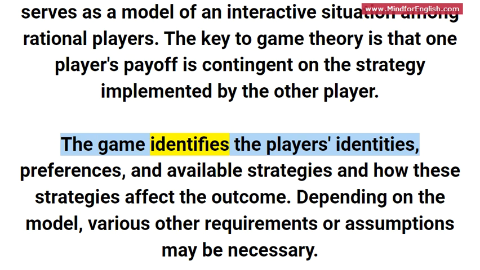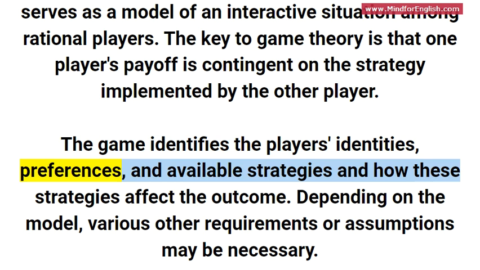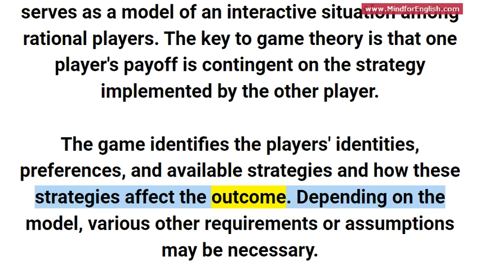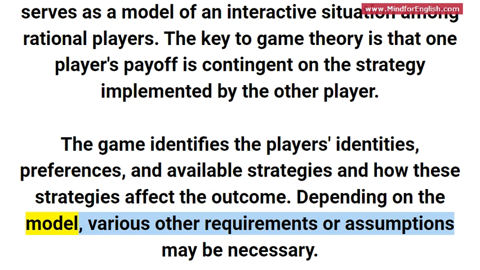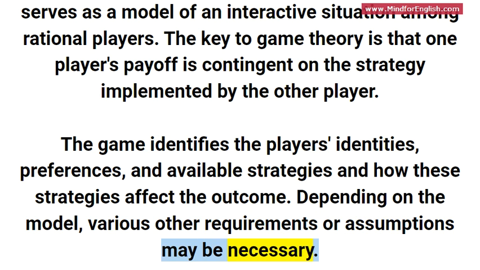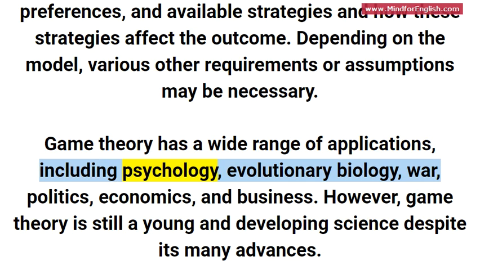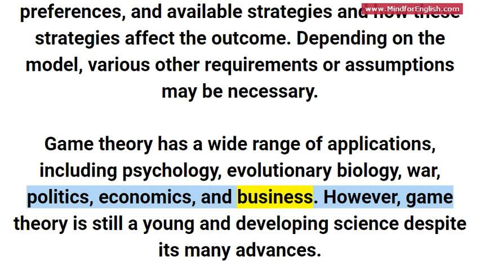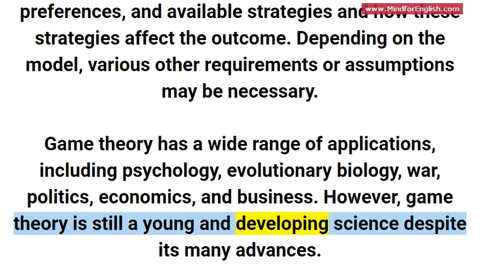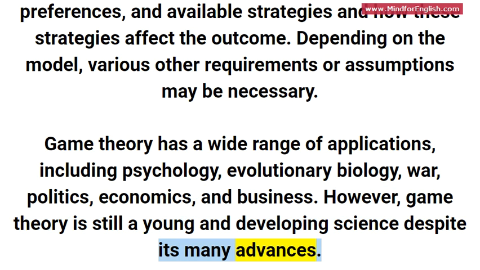The game identifies the players' identities, preferences, and available strategies, and how these strategies affect the outcome. Depending on the model, various other requirements or assumptions may be necessary. Game theory has a wide range of applications, including psychology, evolutionary biology, war, politics, economics, and business. However, game theory is still a young and developing science despite its many advances.